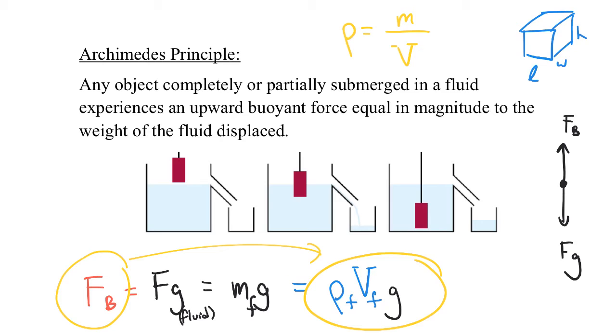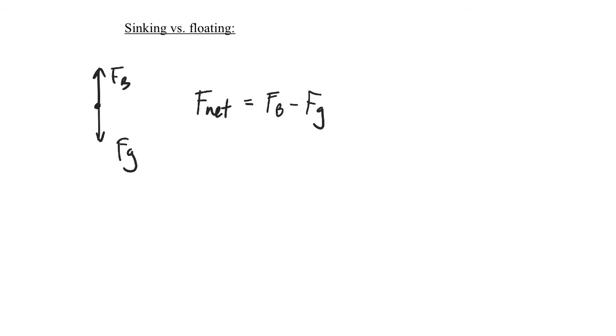So if we skip ahead to the next slide here, we see sinking versus floating, and that's exactly what we're going to talk about now. So if I want to think about sinking versus floating, I've got buoyant force, I've got weight. I can say that my net force is equal to, well, in this case, the buoyant force minus the weight.